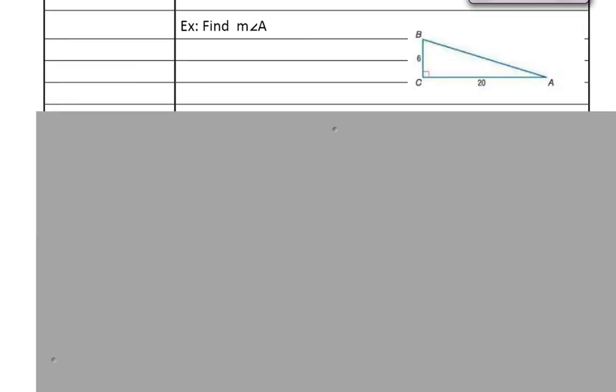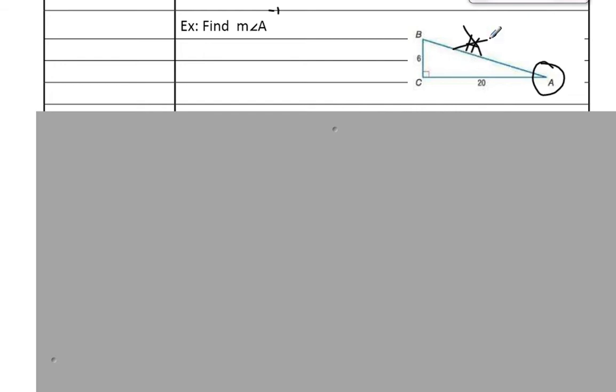Okay, so those both involved using the sine function. Now we're just going to do another example looking for the measure of angle A. So again, since I'm looking for A, I'm going to be using the inverse function. So whatever this trig function is raised to the -1 power. And I label my sides as they relate to angle A. The hypotenuse is over here.